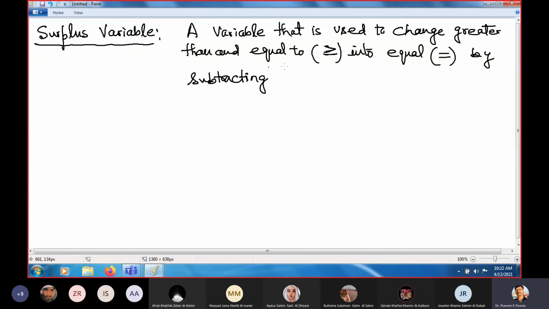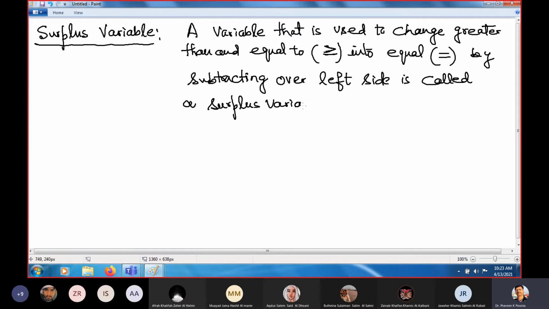By subtracting over the left side is called a surplus variable. So what is a surplus variable? Surplus variable we always subtract. How? Let us see. 2x plus 3y greater than 10.